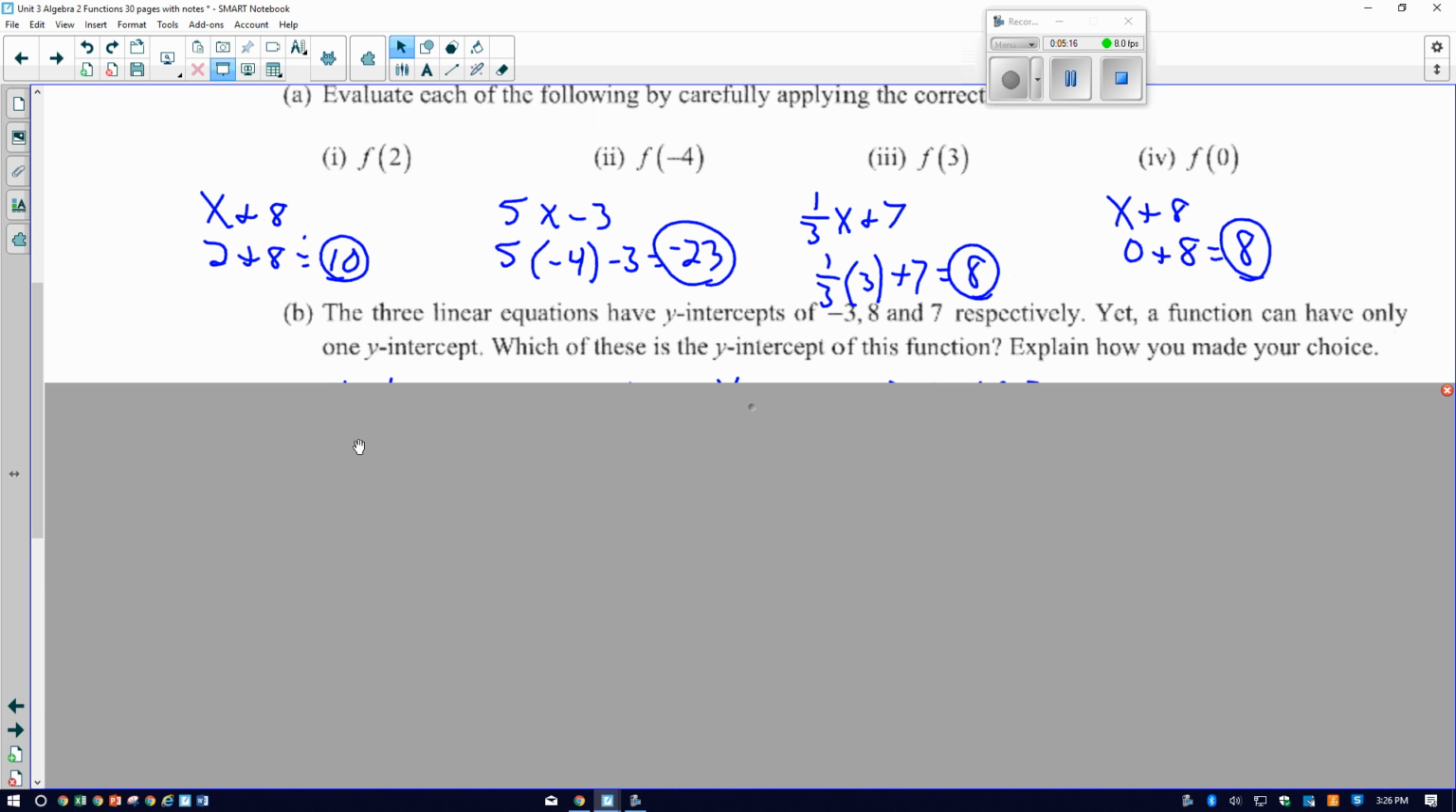Let's go to the next question. 3 linear equations have y-intercepts of -3, 8, and 7 respectively. Yet the functions can only have one y-intercept. If it has 2 y-intercepts, it fails the vertical line test. Which of these is the y-intercept of the function? Explain how you made your choice.